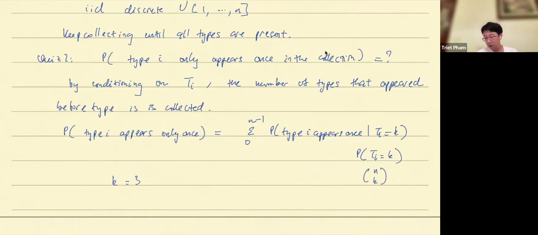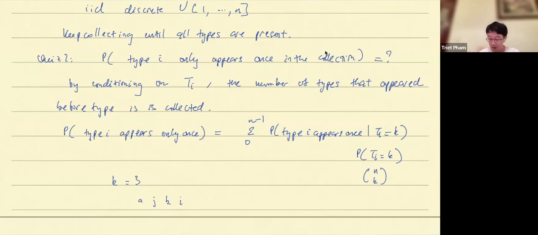Okay, but once you identify 3 types, let's say, let's keep with the letters, type A, J, and K. These are the types that you want to appear before type I. What's the probability of that?